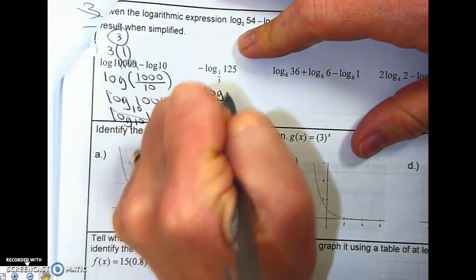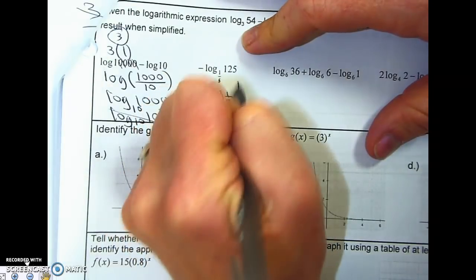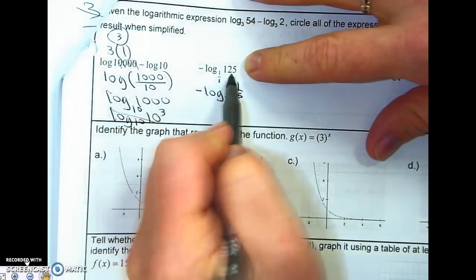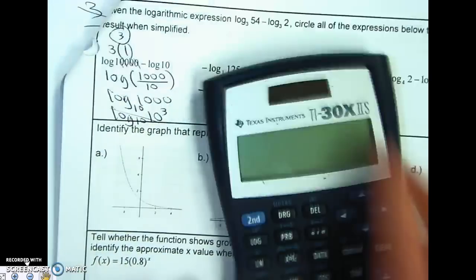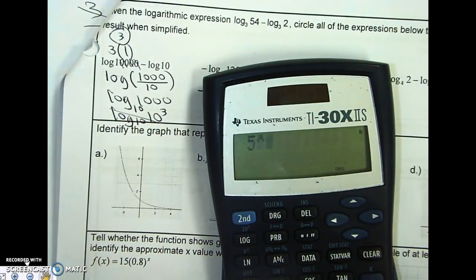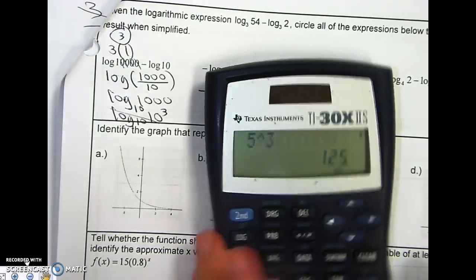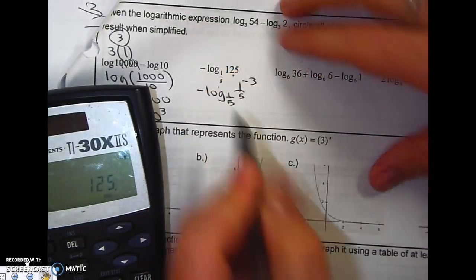Negative log of 1/5. Well, since this is 1/5, this has to be 1/5. But since that's a whole number and that's a fraction, you know it's going to be negative. And now what you're going to do is pick it up in your calculator. And you're going to go 5 squared. No. 5 cubed. Yippee. So it's to the -3.